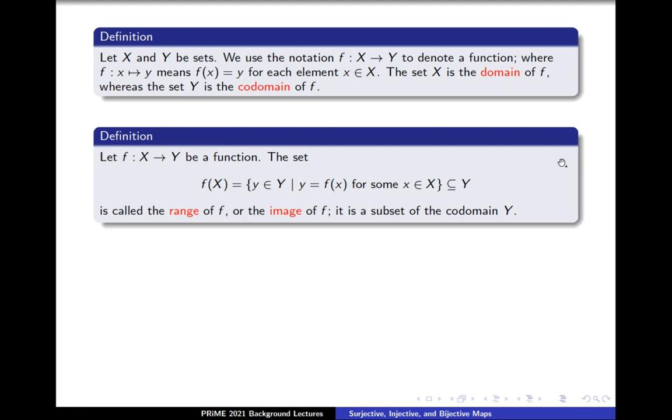Again, let f be a function from capital X to capital Y. We'll define the set f of capital X to be the set of little y in capital Y, such that little y is equal to f of x for some little x in capital X. This is a subset of the codomain Y. It is called the range of f or the image of f.